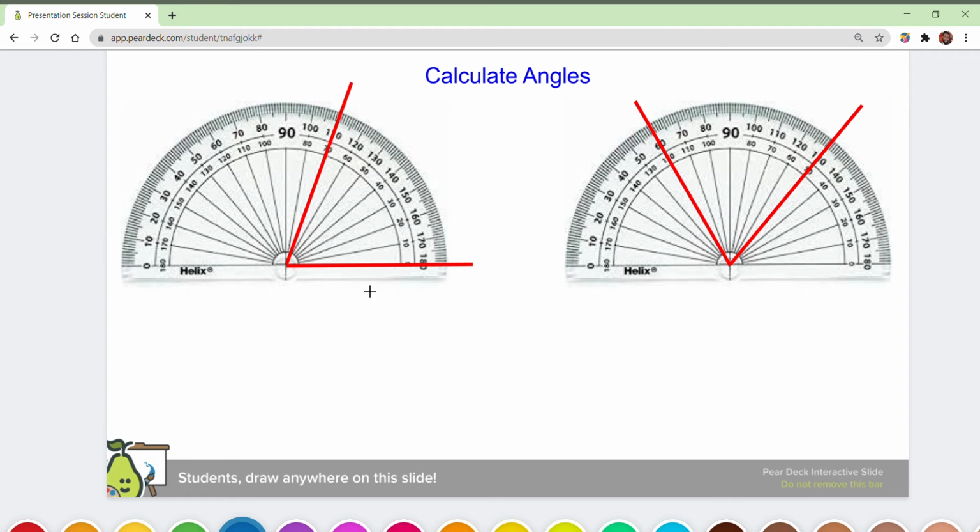Good morning, guys and girls. Today, in Learning with Mr. Gonzalez, we are going to learn how to calculate angles by using a protractor. First, we are going to look at the angle on the left.